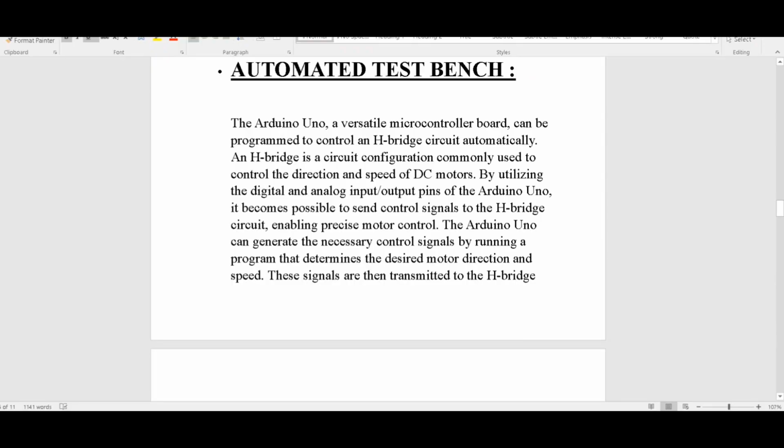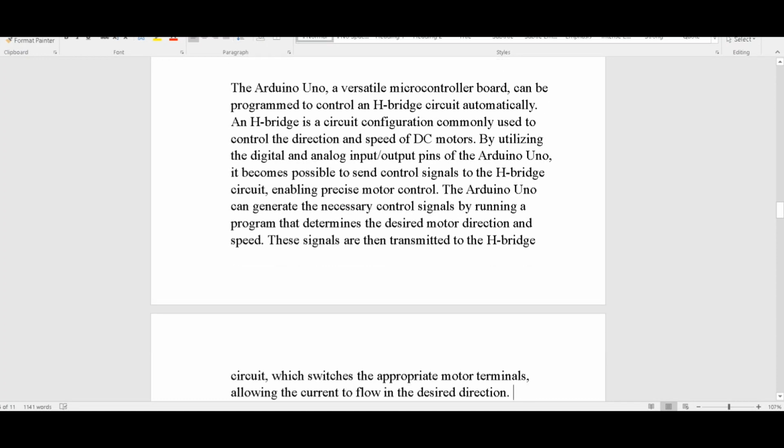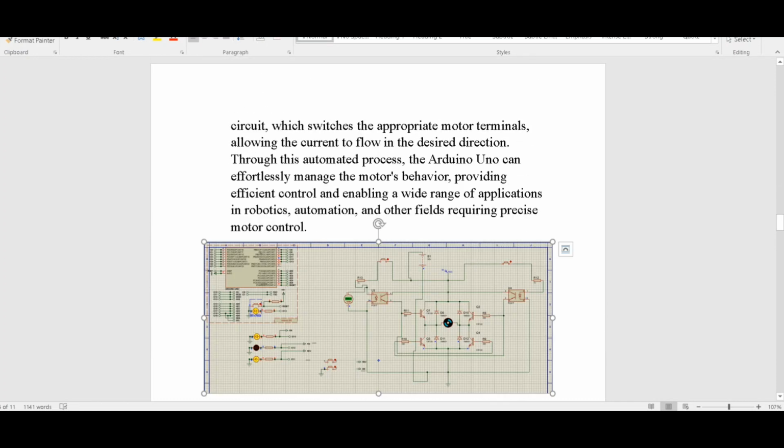Now, when these signals are transmitted to the H-bridge, it switches the appropriate motor terminals. That means when you send the signals, the switches work and they control the motor terminals, allowing the current to flow in the desired direction, right? Because the current is what allows the motor to rotate either clockwise or anti-clockwise.